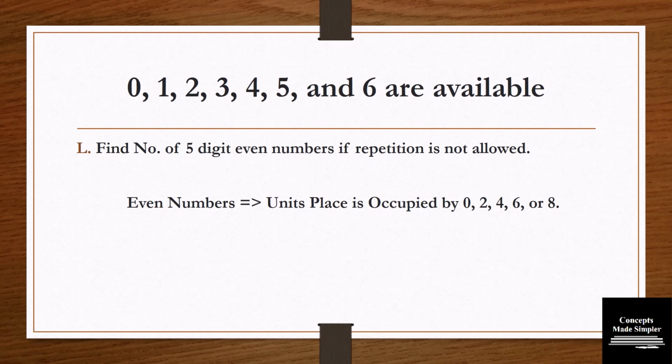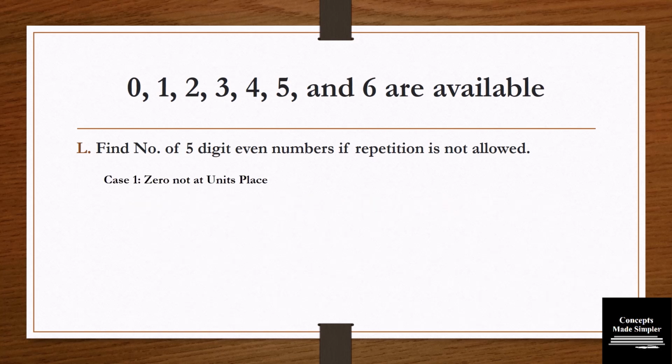Now a very quick tip. Whenever you have restrictions around the number 0, it is always advised to form cases and solve the question. The two cases for this particular question are 0 not at units place, and 0 at units place. So for 0 not at units place, we are left with only 3 choices that can be placed in the units place. So it is 3. Now the first placeholder can't even be filled with 0. So we are left with only 5 choices.